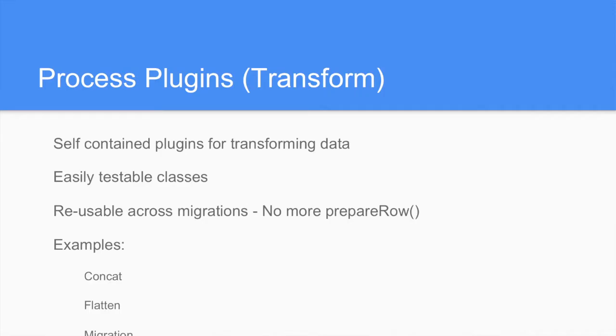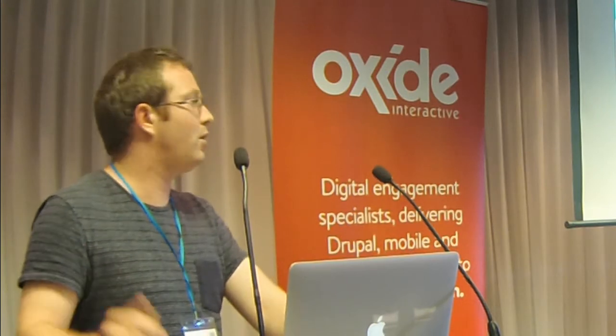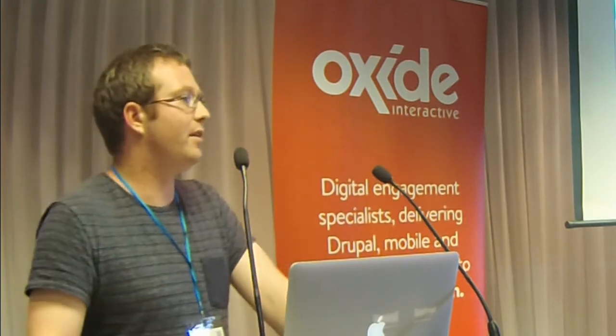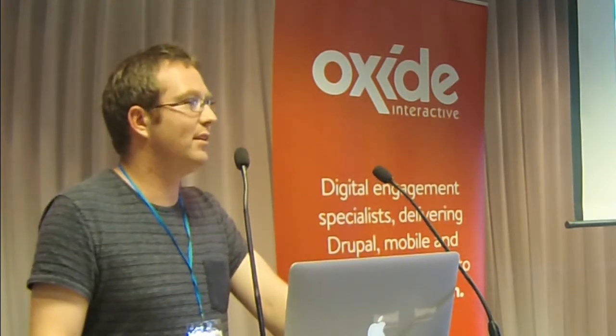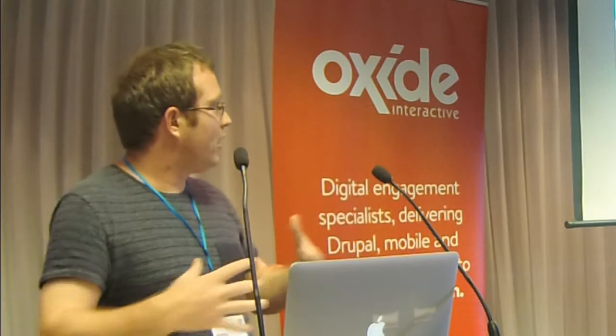So process plugins map to transform. This is the second stage of the pipeline, where you can transform your data. You can transform that source data into whatever you need to lead on to the destination. These can be used for all kinds of simple manipulations. There are some examples there like flatten and concat, where you could take an array of data and flatten it, or you could concat two strings together. If you had a first name and a last name field in your legacy data, and you realize that doesn't actually cover how people like to enter their name, so you're just going to put one text field for name now, you can concat them together.